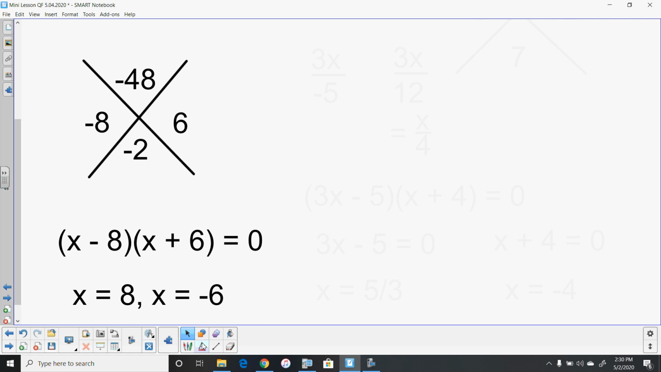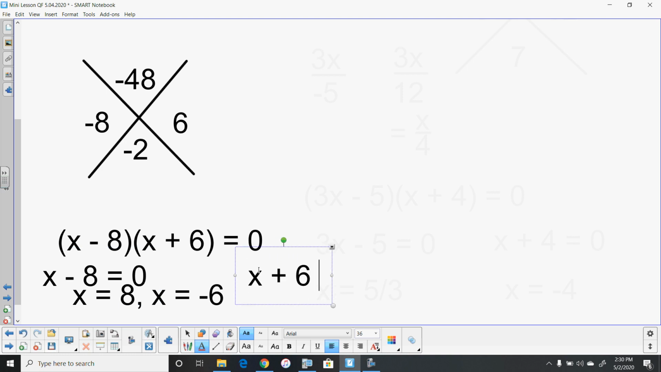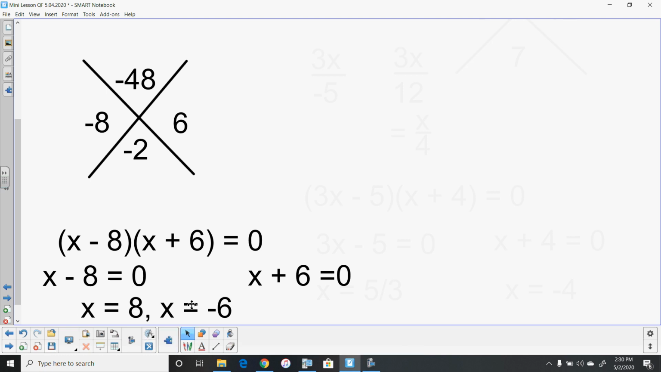I'll even add in here that I skipped a step on you. We have x minus 8 equals 0, so you add 8 to both sides, and x plus 6 equals 0, in which case you subtract 6 from both sides. That's where I get that sign changing from negative to positive and from positive to negative.